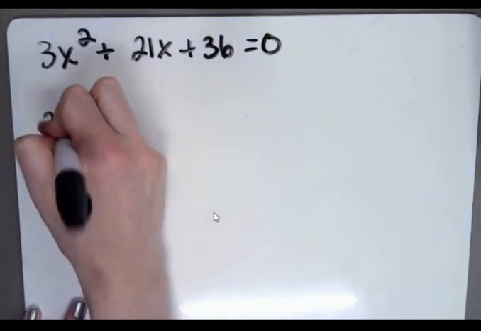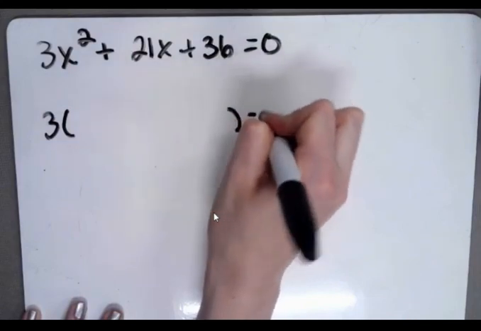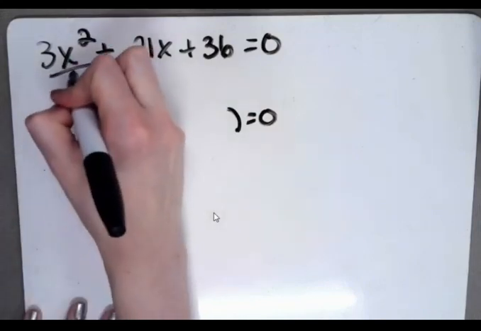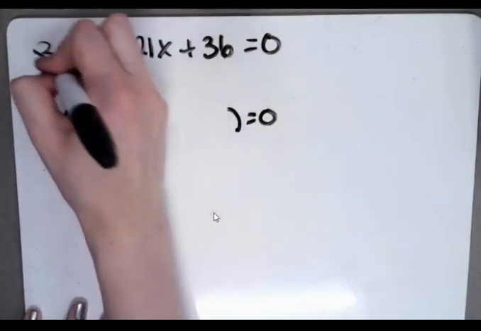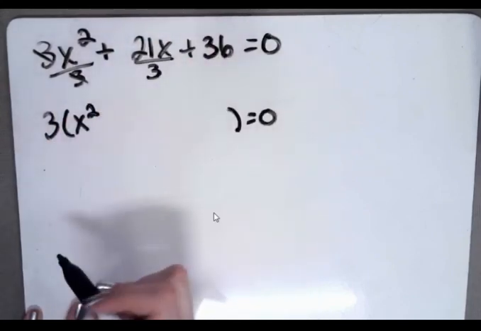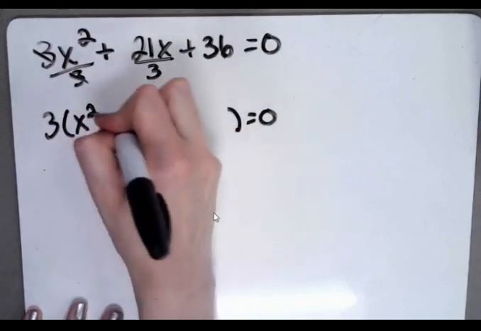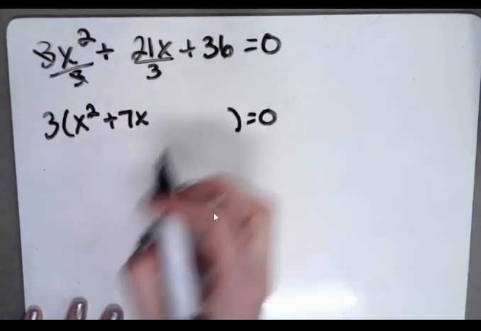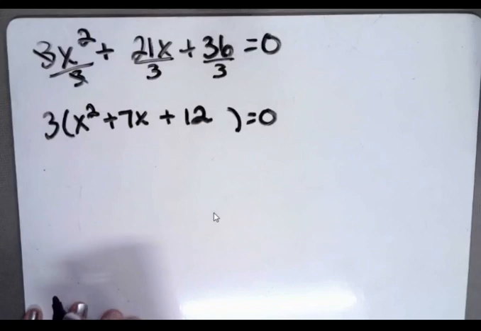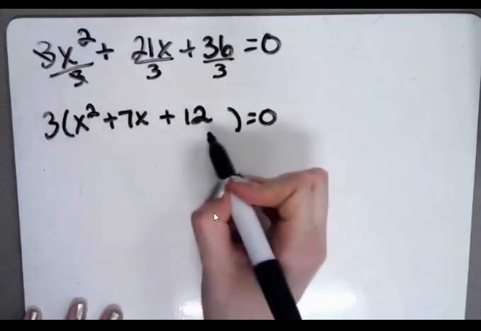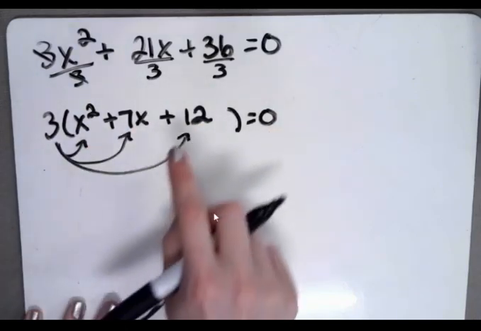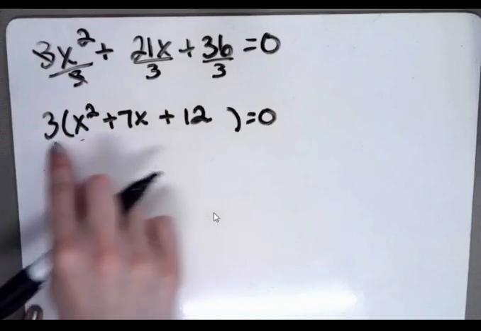I'm going to start by sort of reverse distributing, taking out that 3 from everything. So the 3 will get written in front. And what goes in the parentheses is what happens when I divide all of these by 3. So 3x squared divided by 3, the 3's would cancel out and I would just get x squared. 21x divided by 3 is 7x. And then 36 divided by 3 is 12, so plus 12 equals 0. So you can see if I was to redistribute this, I would get 3x squared plus 21x plus 36. So in essence, I have undistributed the 3.